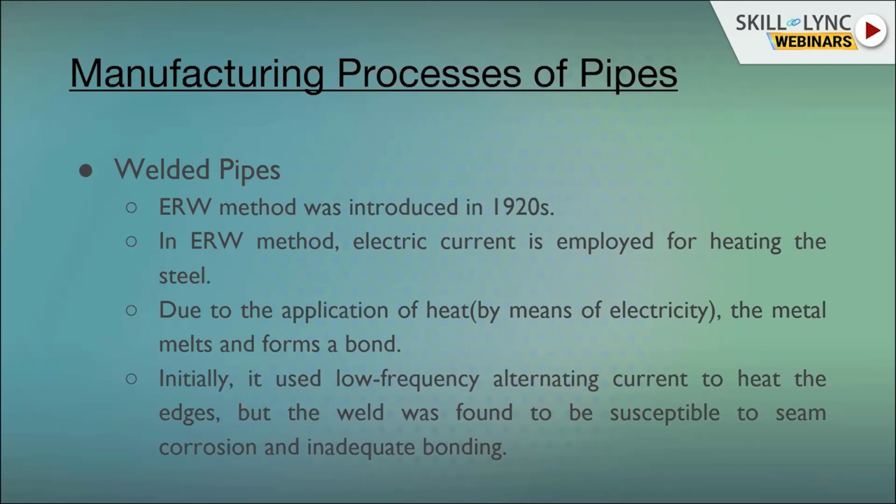Initially, it used low frequency alternating current. In the earlier days, it was used for heating the edges. Low frequency AC current was used to heat the edges, but the weld was found to be susceptible to seam corrosion and inadequate bonding. In the earlier days, when there was not that much technology, low frequency AC current was used to heat the edges between the two, for example two plates we are joining. So that weld was not found accurate.